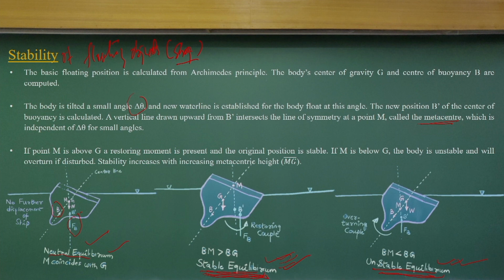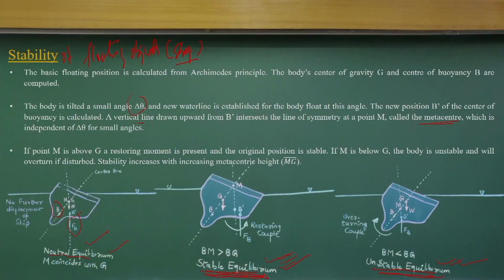This is a very simple, theoretical case that does not happen in real ship design. If the buoyancy force and the weight act along the same line, that is, if I extend the line of the buoyancy force and it coincides with the CG of the floating object where the weight is acting, then that point is what we call the metacenter. That means a vertical line drawn upward by B intersects the line of symmetry at a point M, defined as the metacenter, which is independent of the angle theta for small changes.